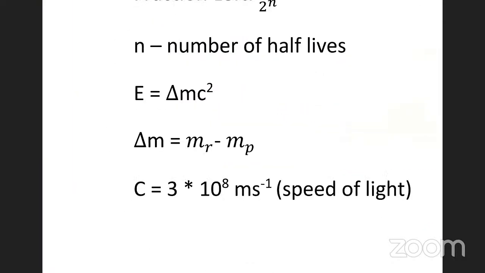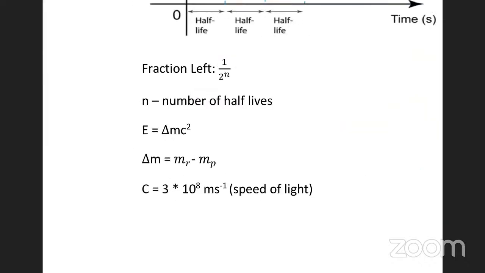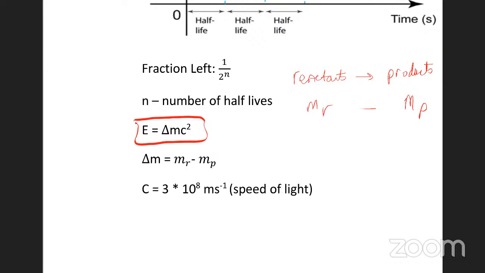And the last thing you want to look at is Einstein's energy mass relationship, right? E is equal to delta m c squared. If I give you a reaction, that triangle means change, right? Change in mass. So you find the mass of the reactants, you find the mass of the products, and you minus them.